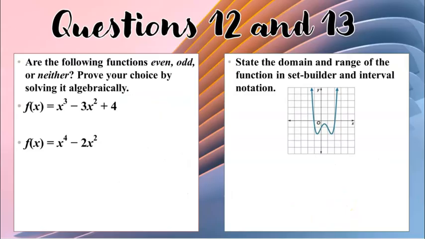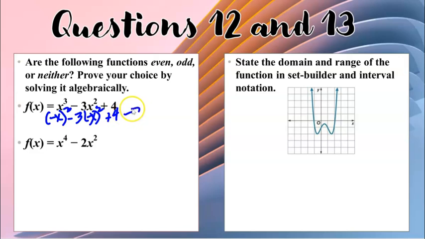Question 12. Are the following functions even, odd, or neither? And then prove your choice by solving it algebraically. Now for me, I would just do the algebraic part first because that will tell us which kind of function it would be. So to check this one, you're going to put a negative x wherever you see an x. So I would have negative x, and it's important that you put that in parentheses with the exponent on the outside, cubed, minus 3 times negative x squared, plus 4.